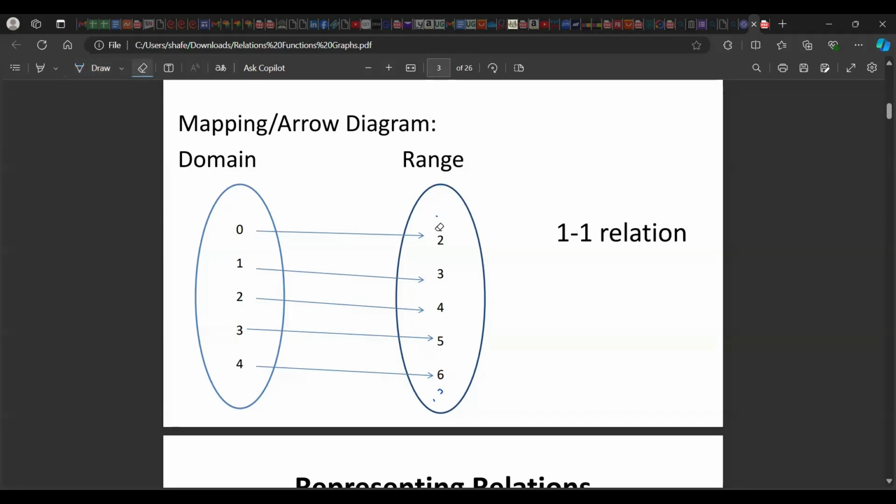And you draw an arrow to, well, 0 maps to 2, 1 maps to 3, 2 maps to 4, and so on. And because you see that everybody has their pair, one arrow leaving here, going to one there, we call it a 1-to-1 relation.